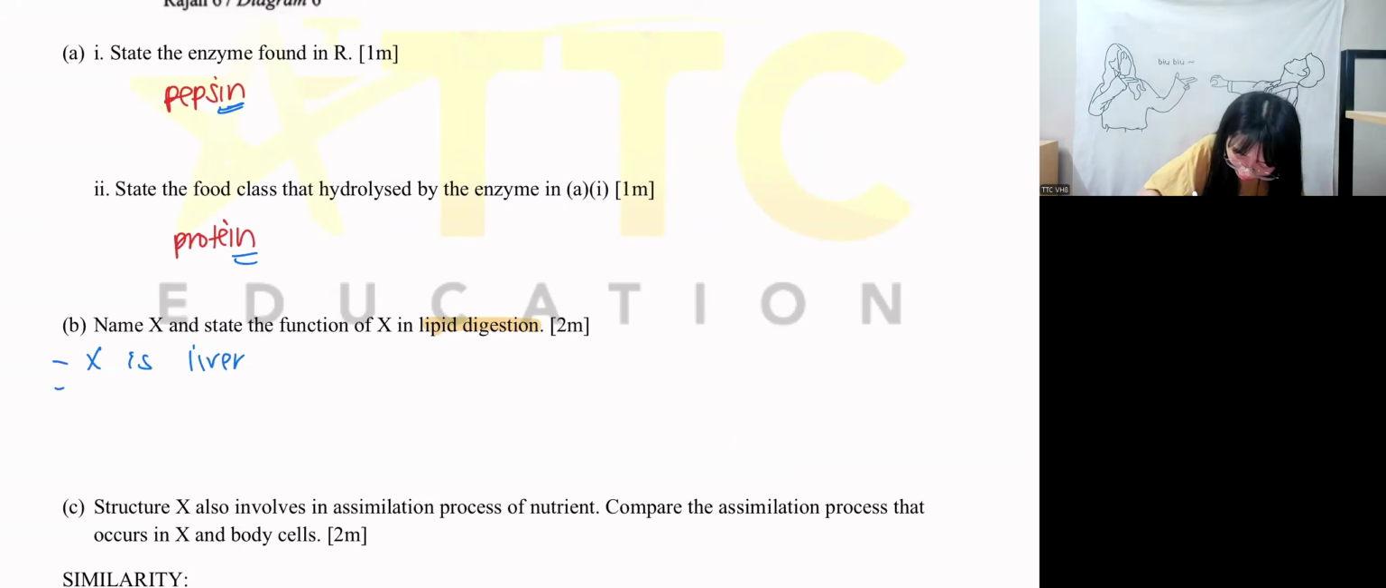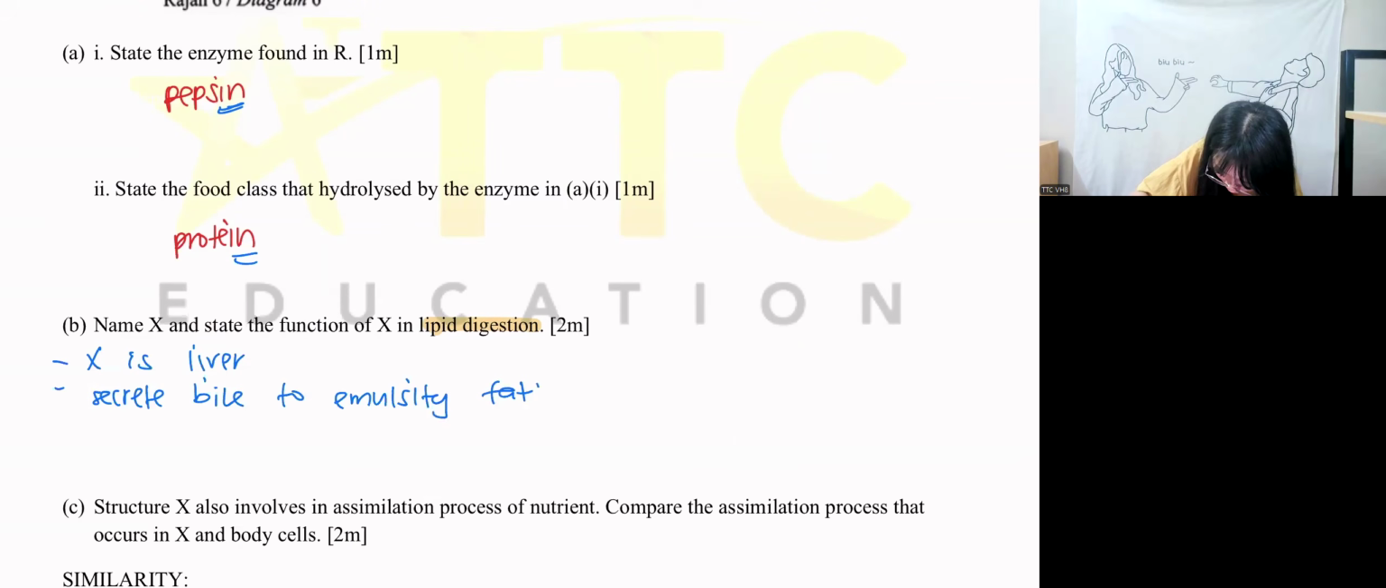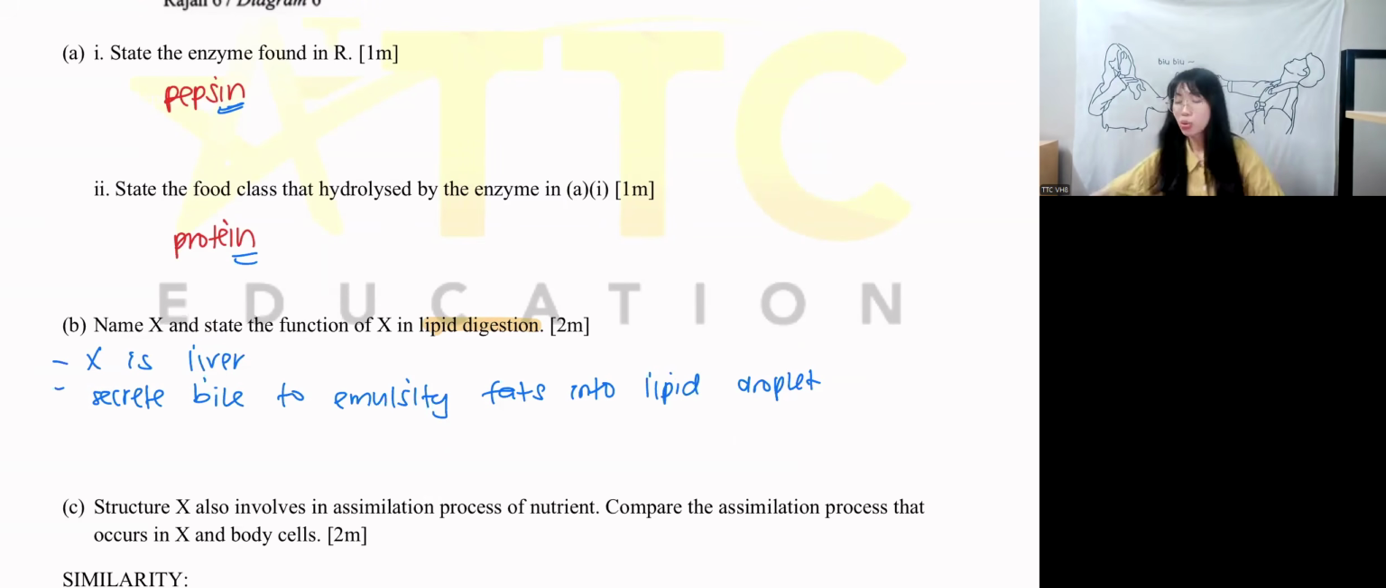So you're going to say they secrete bile to emulsify fats into lipid droplets. The lipid droplets increase the surface area for your lipase to act on.